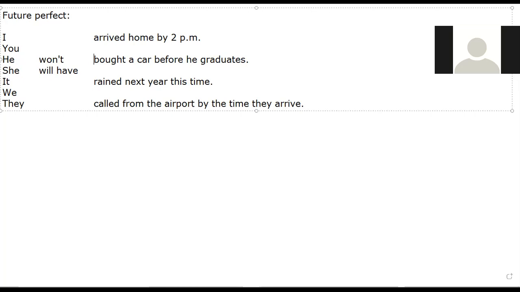How do you translate the last one, teacher? We won't have called from the airport by the time we arrive. Nosotros no habremos llamado del aeropuerto para el momento en que lleguemos. I think here it's they arrived. They arrived, cuando lleguen. Yeah, by the time they arrive. Ellos no habrán llamado. Yes?